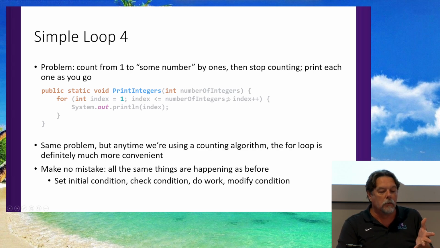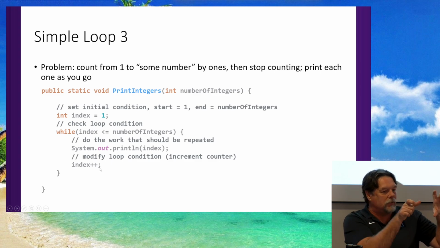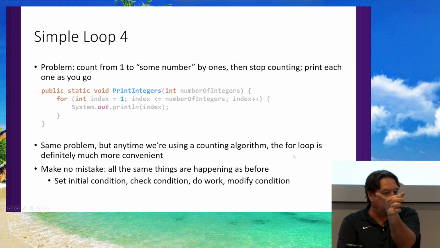But again, you have to kind of think of it abstractly. And if you think, oh, this for statement has all the same lines of code as the previous example did. There's my index equals 1, there's my loop condition, there's my modifying it. That's all we're doing. We're taking those pieces out of this pattern and just putting them in here.